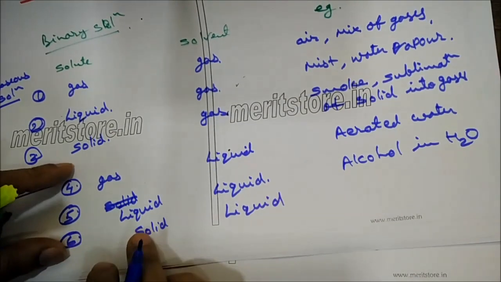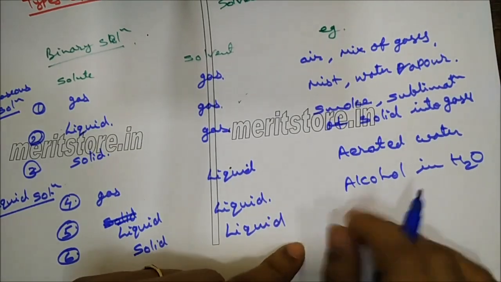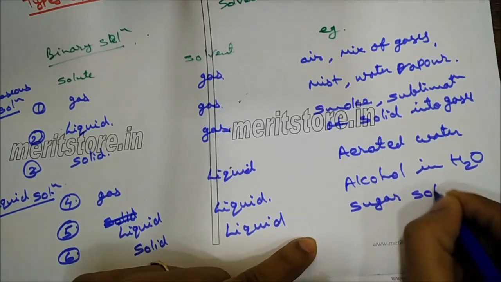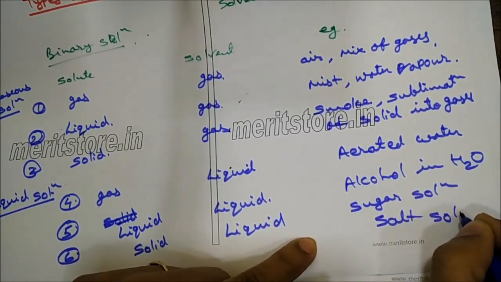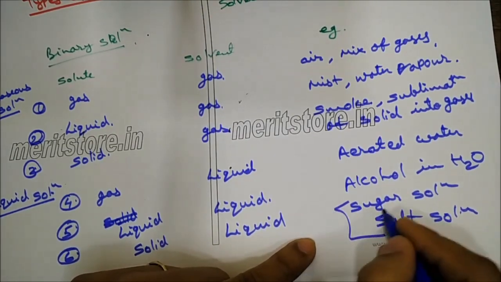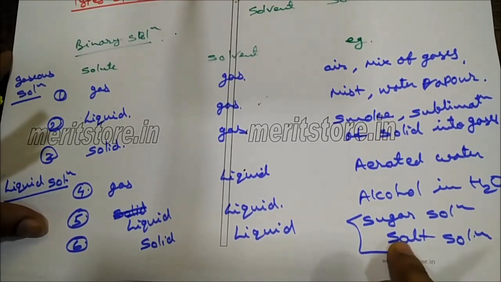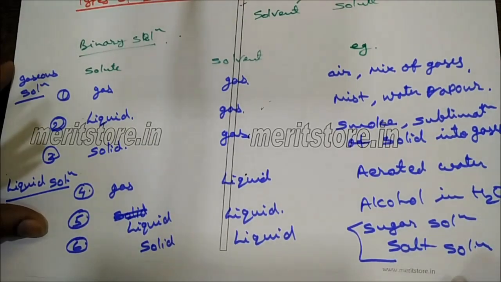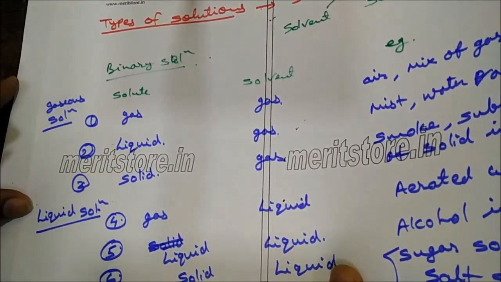The next is the solution of solid into liquid. Here the solute is a solid and the solvent is our liquid. Example is our sugar solution, or we can take a salt solution. Sugar and salt are in solid state and the water is in liquid state. Sugar and salt are present in lesser extent, that is our solute, and the water is in an excess amount, so it is our solvent. The next type of solutions are solid solutions.